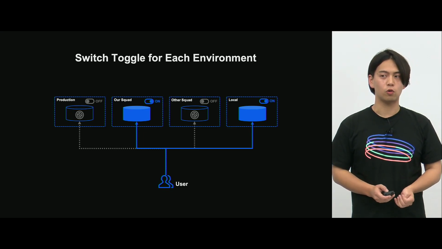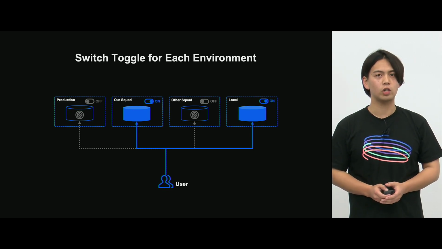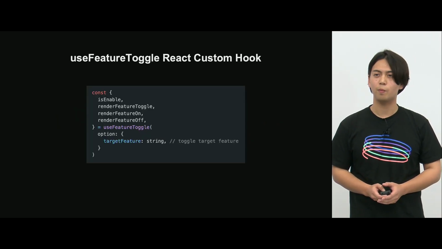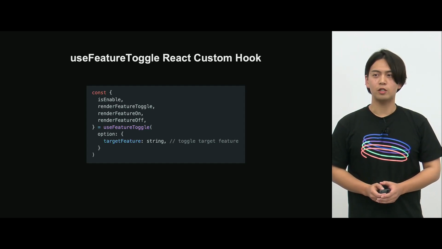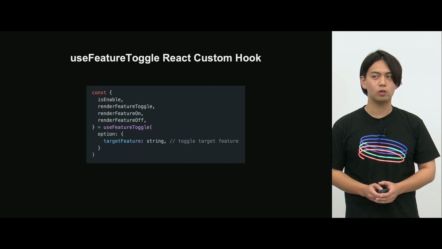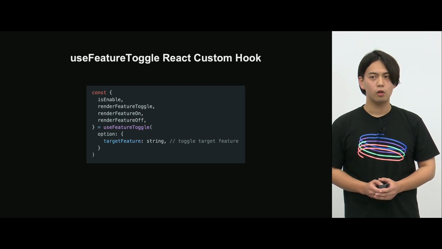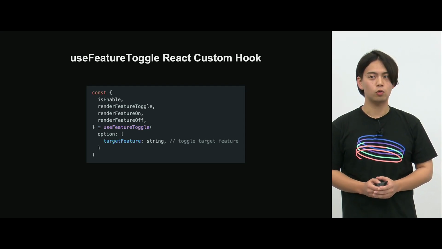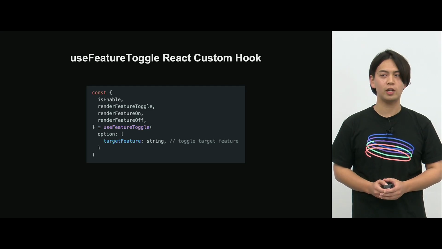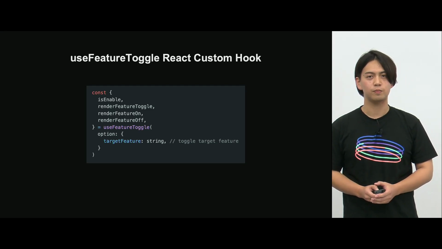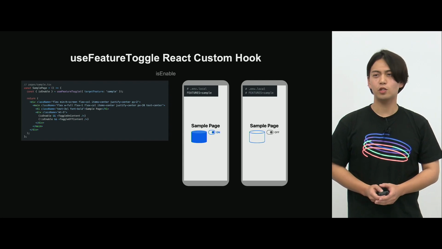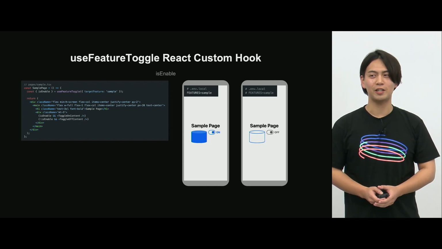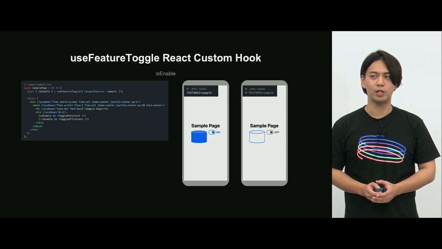Therefore, we needed to be able to toggle between the local development environment, the test environment, and the production environment. To meet these requirements, I implemented a React custom hook called useFeatureToggle. This hook takes an option to set the feature toggle as an argument and returns a boolean, isEnabled, that holds the state of the toggle, and 3 render functions that switch the display of the component depending on the state of the toggle. To illustrate each interface, I have implemented a sample application using Next.js and Tailwind CSS.